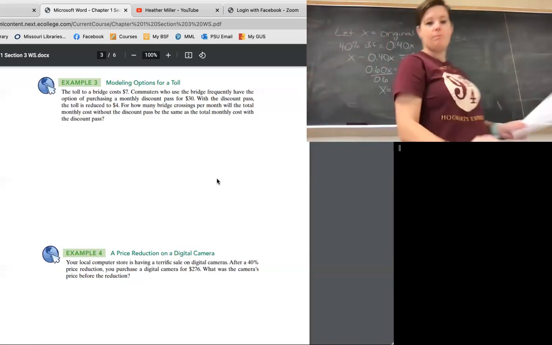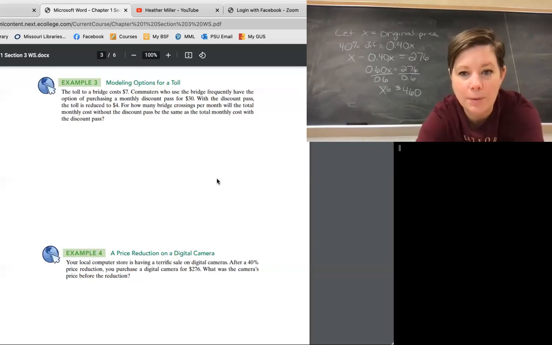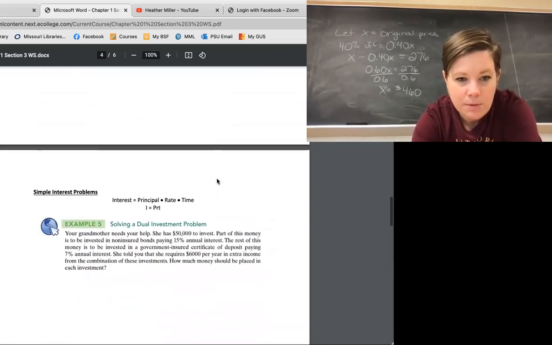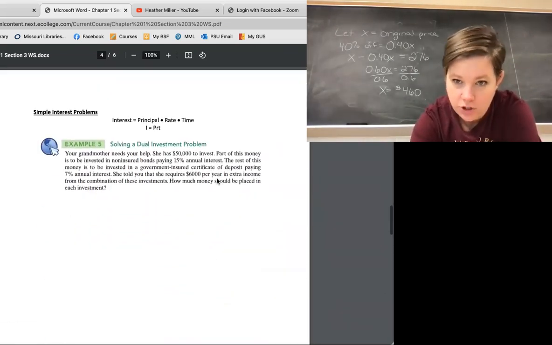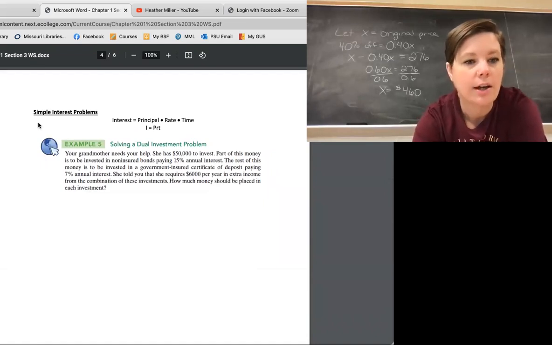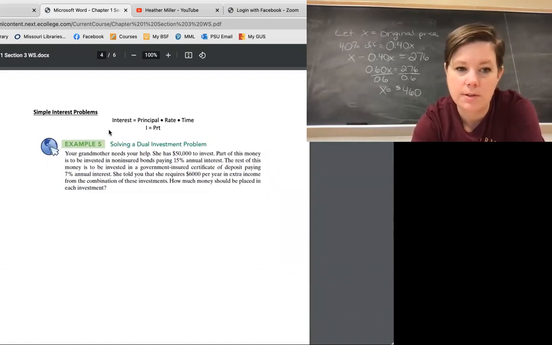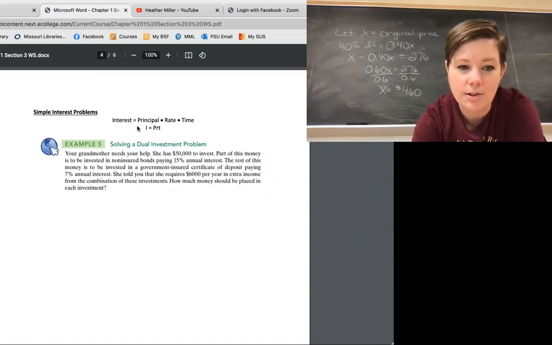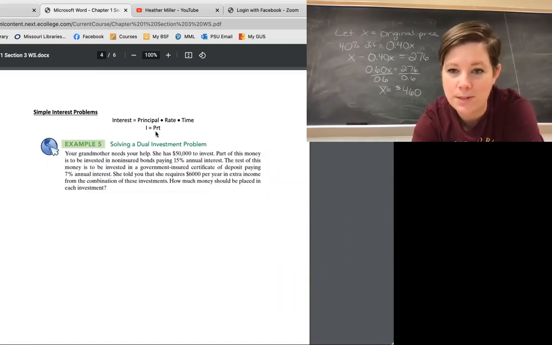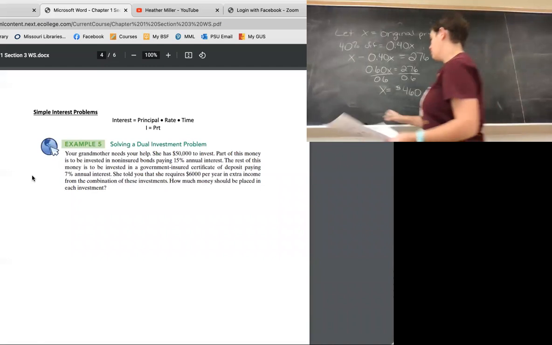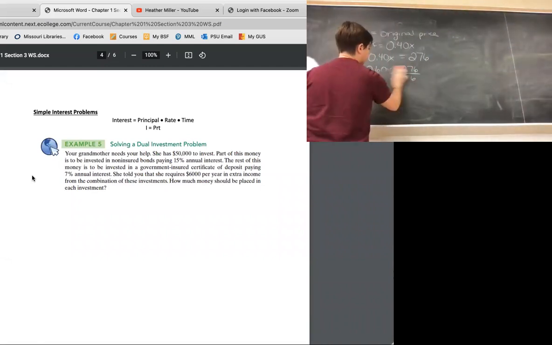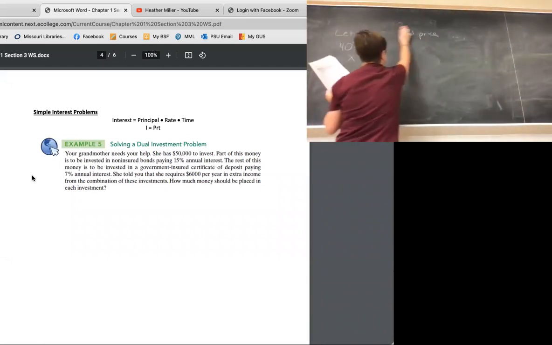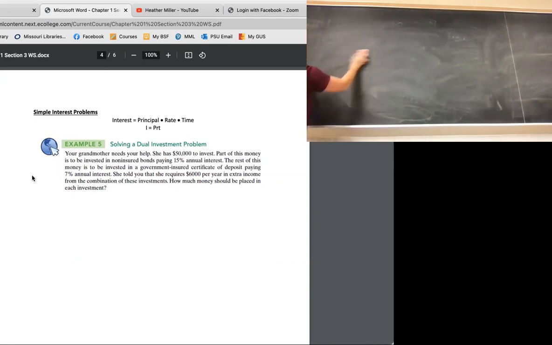Okay. We're going to scroll down to the next problem. The next problem, I did give you an equation for simple interest problems. Interest is the principal times the rate times the time, or also you might see it as I equals PRT, where the P is the principal, the R is the rate, and the T is the time. So let me erase this board because we're going to have some notes to take.